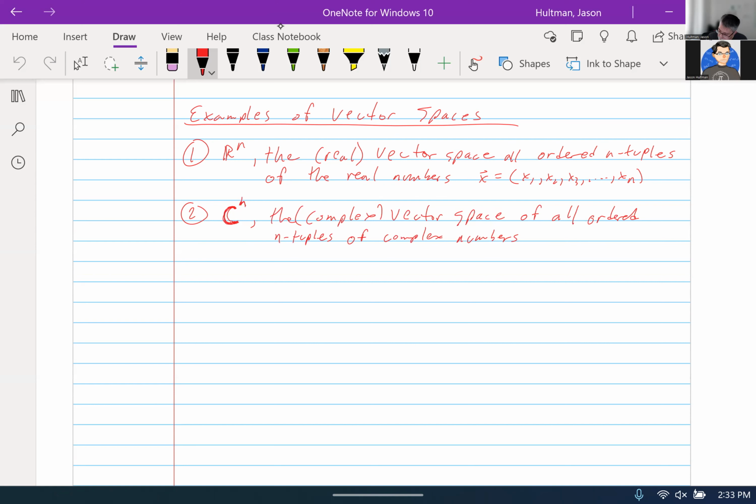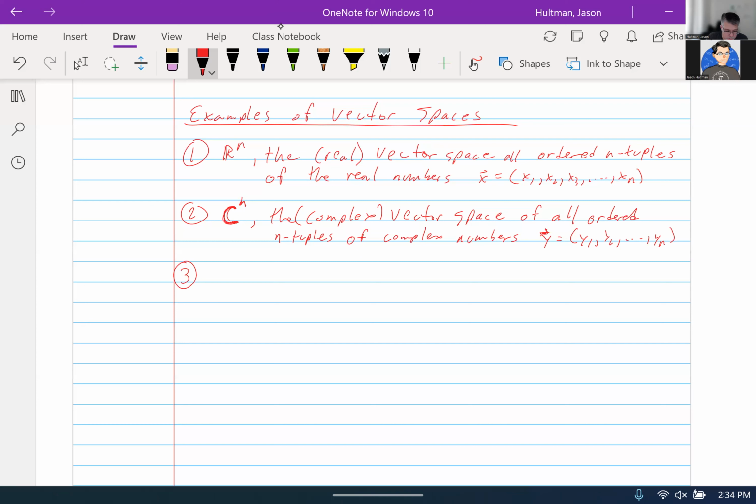So we would just replace, say, x with y, and y has y1, y2, dot, dot, dot, yn. But instead of real numbers, we're allowed imaginary numbers now, and complex numbers. Okay, number three. So that is a vector space as well.